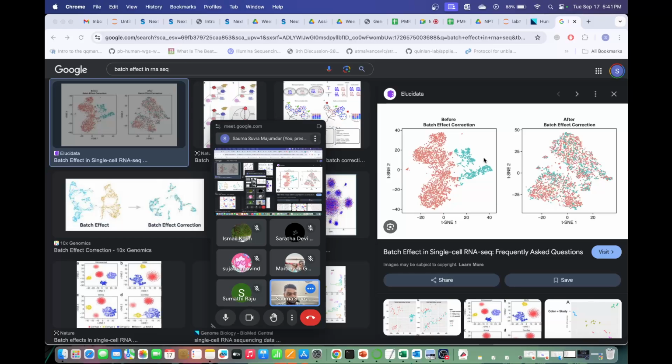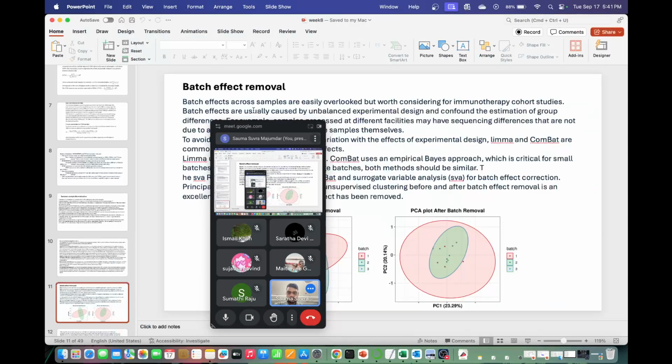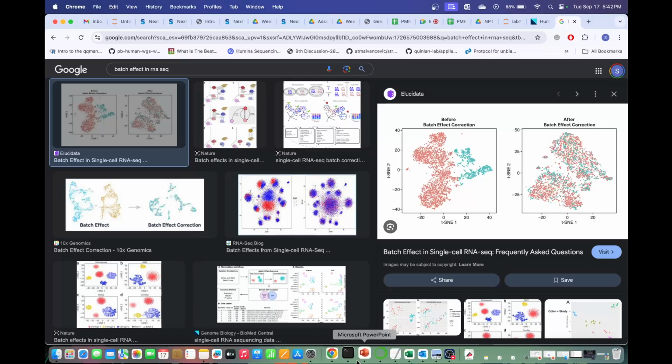Because it was sequenced in a separate batch or a separate set of experiments, the overall number of transcripts or gene expression is slightly higher or lower compared to the other batches. That doesn't mean that it is inherently higher. It's just the sequencing bias. So what we do is what is called batch effect removal.